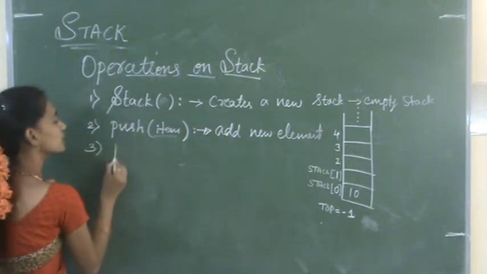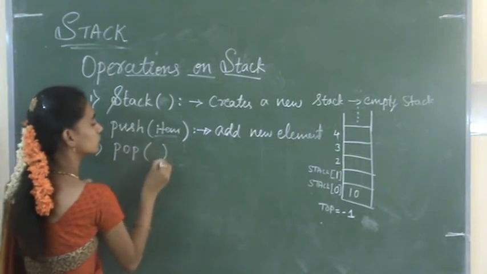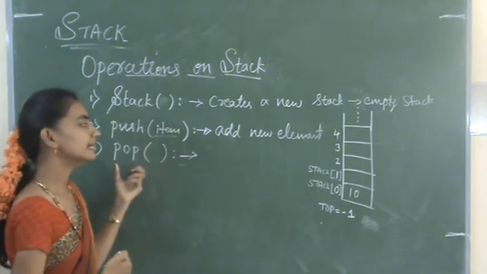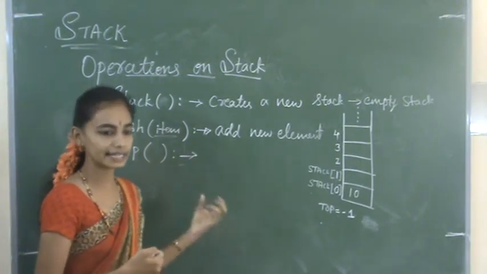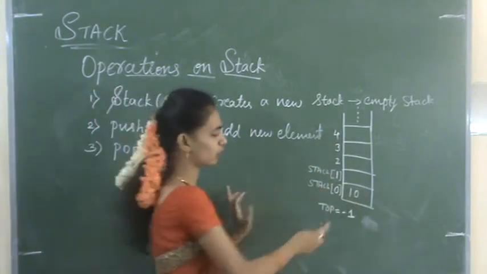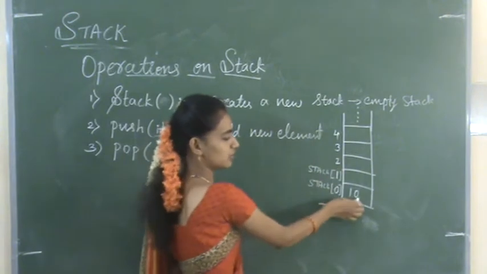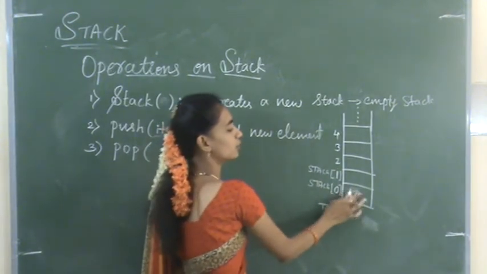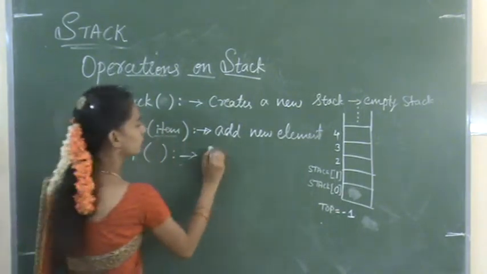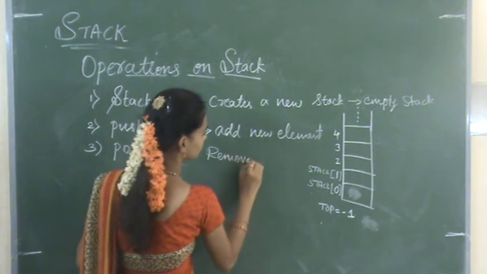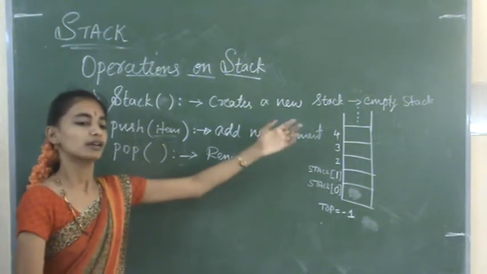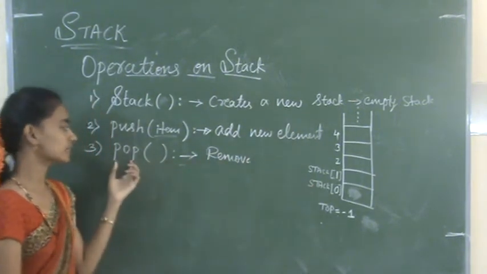Next, the third one is pop. Pop means we are deleting, removing an existing element or item from the top of the stack. If we insert one element, this is the top of the stack, and if I want to remove this element from the top of the stack, that is pop. Removing the existing element from the top of the stack, that is pop.